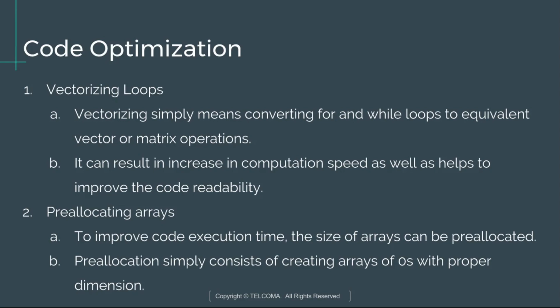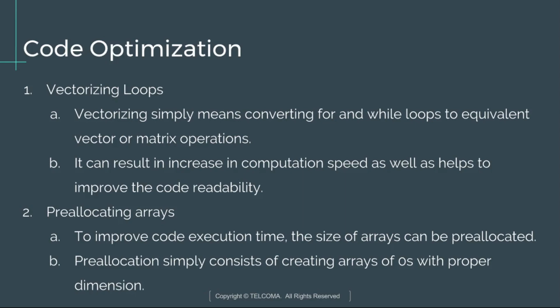Vectorization in MATLAB refers to techniques for eliminating loops altogether using a combination of matrix or vector operators, indexing techniques, and existing MATLAB or toolbox functions. Vectorizing simply means converting for and while loops to equivalent vector or matrix operations. It can result in an increase in computation speed as well as help to improve the code readability.